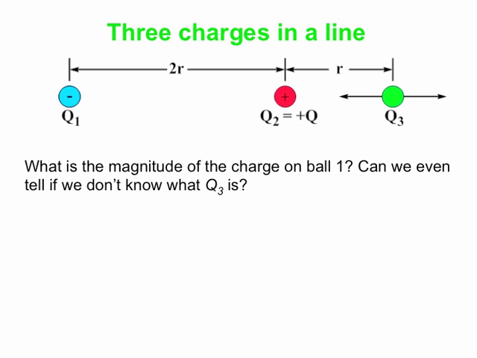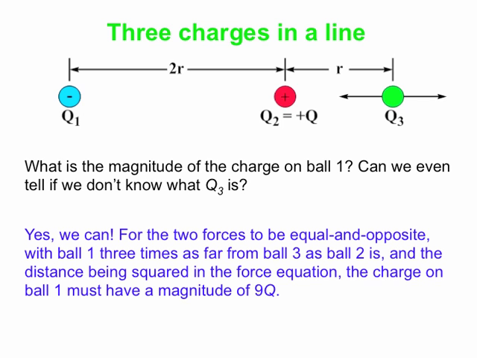Okay, how about the magnitude? Can we figure out the magnitude of the charge on ball 1? Remember, we do not know what the sign or magnitude of ball number 3 is, its charge. Okay, so turns out we know enough because we know how far charge 1 and charge 2 are away from ball number 3. So charge 1 is 3 times as far from ball 3 as ball number 2 is. Ball 2 is R away from ball 3. Ball number 1 is 3R away from ball number 3. It's 2R from ball 2, another R over to ball 3, so a total of 3R.